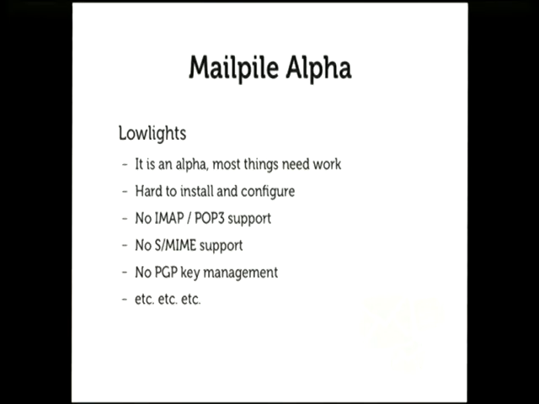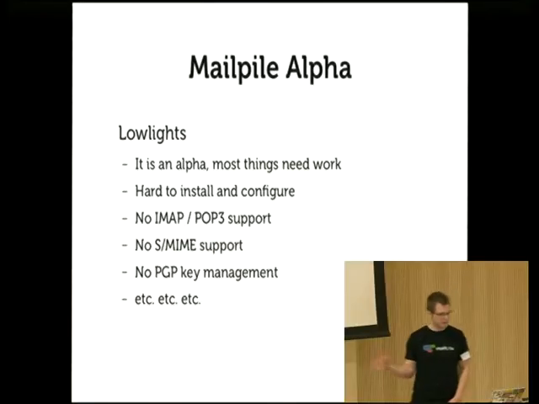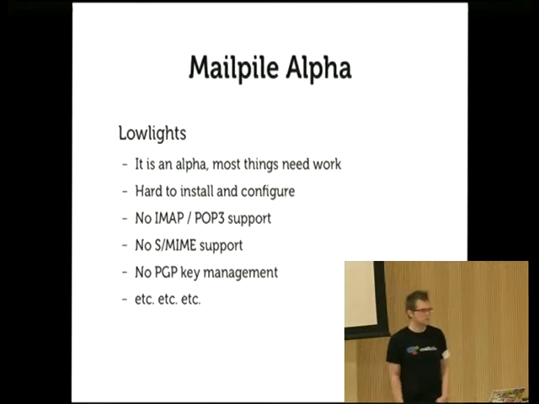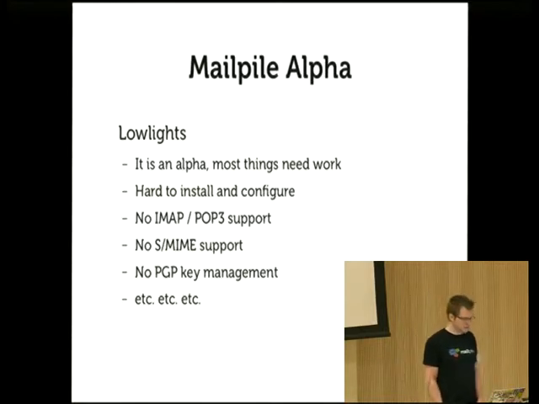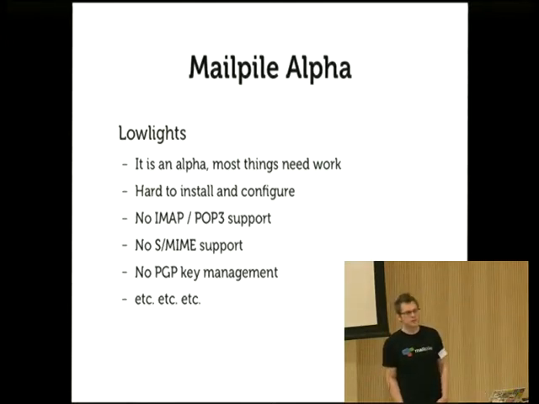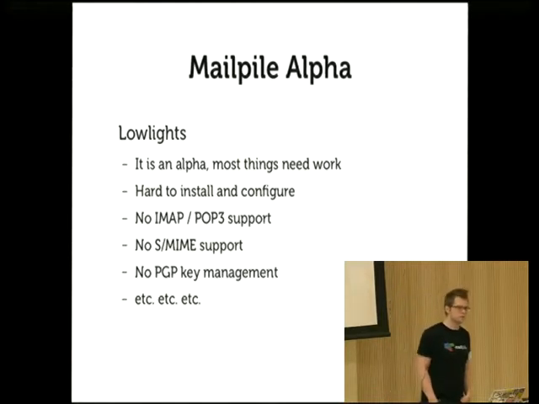Low lights. Have to have some low lights to balance off the highlights. This is an alpha. Don't expect it to work. Or, you know, don't expect it to work well. It's tricky to install and configure. At the moment, it is still very much for developers. We don't have IMAP and POP3 support integrated yet. And the reason for that is we haven't figured out how we're going to store all that data, because one of the things we want to do is make sure things are stored encrypted. And we need to think about how we do that.